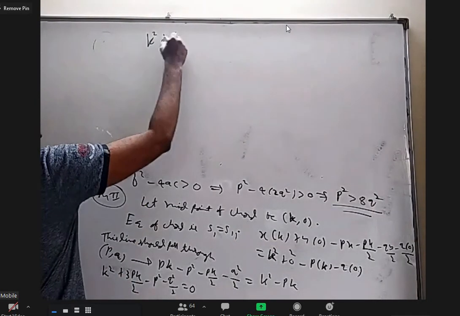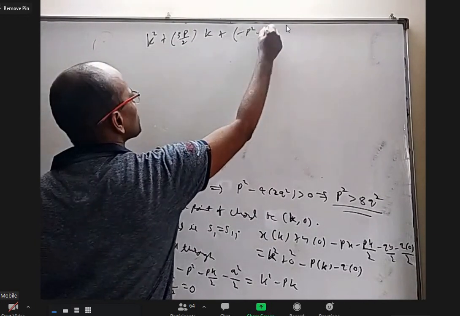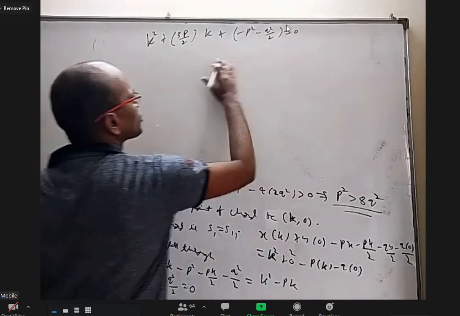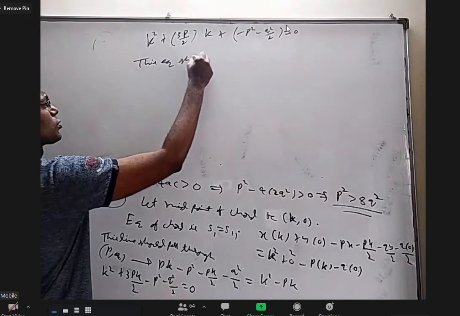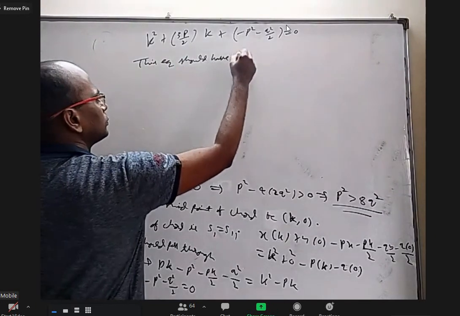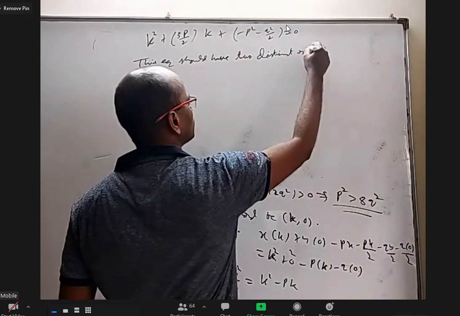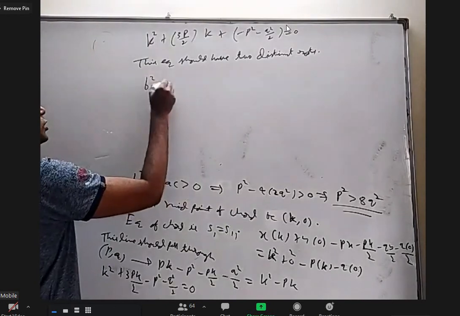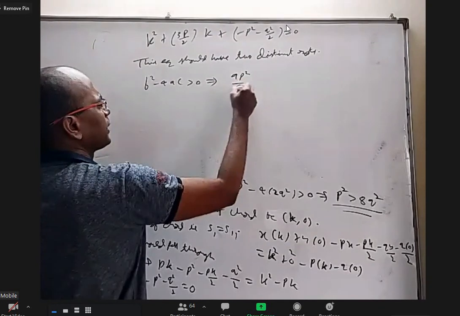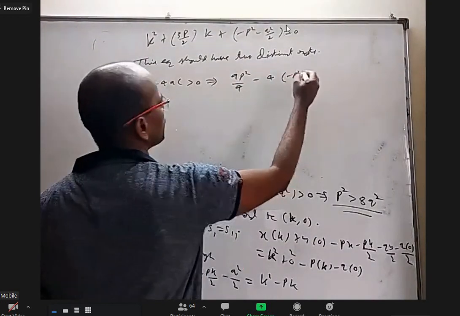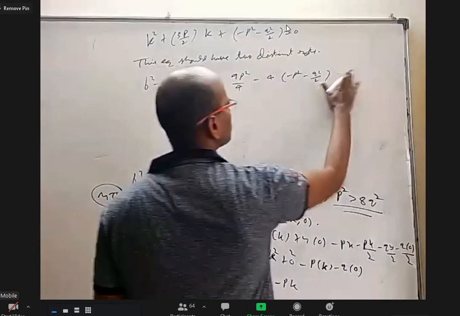So k square plus 3p by 2 into k plus minus p square minus p square by 2. Okay. This equation should have two distinct roots. So that is b square minus 4ac should be greater than 0: 9p square by 4 minus 4 into minus p square minus p square by 2 should be greater than 0.